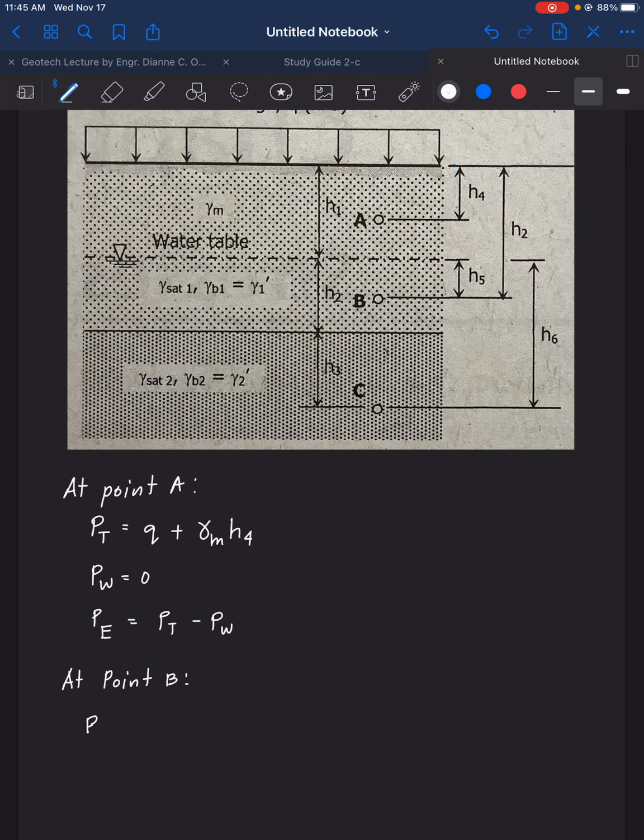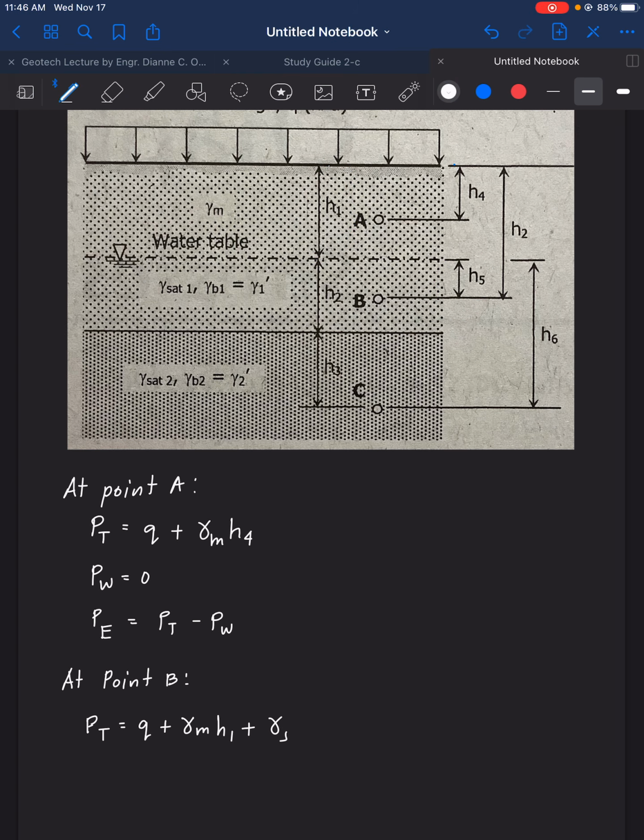So for point B, we have P total is equal to the surcharge, the one above, plus gamma moist. Then gamma moist here is H1 from the soil surface up to the water table. So we will put here H1. Plus, next is H2. But since we are locating point B, we are going to use H5. So H1 and then H5.